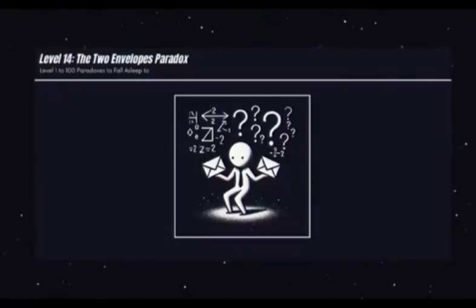Welcome to Level 14 of 100 Paradoxes. This one is called the Two Envelopes Paradox, and it challenges the way we think about logic, probability, and decision-making.